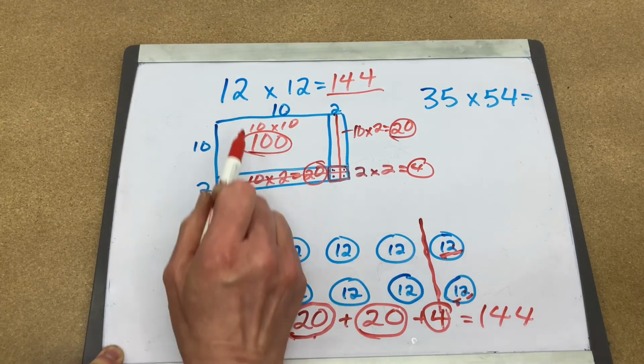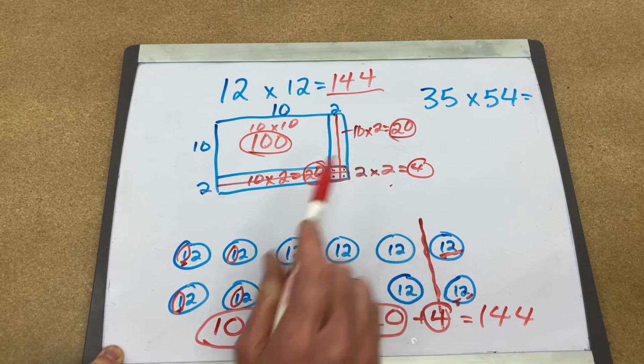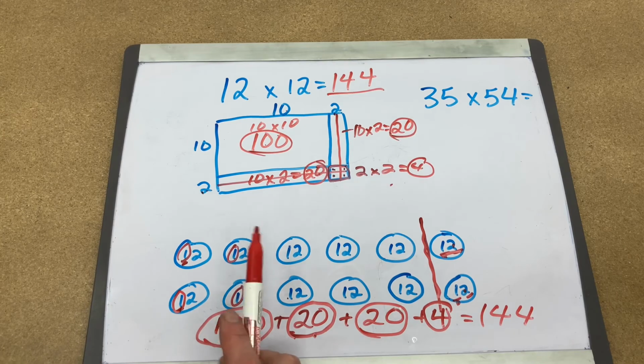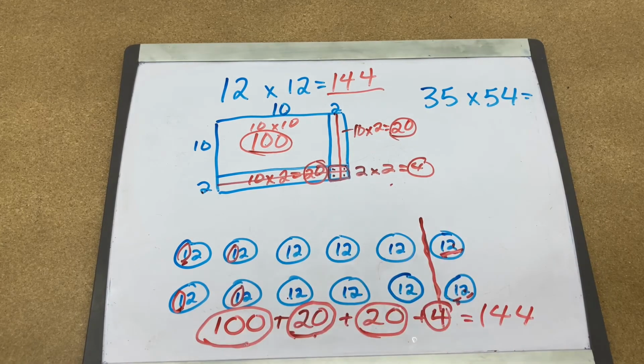So we understand now that we have 1, 2, 3, 4 multiplications that we need to do when we have a 2-digit by 2-digit multiplication, so that we can calculate higher numbers because we have to do 4 multiplications.